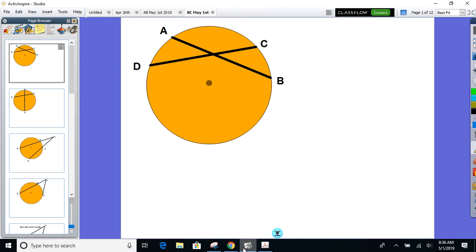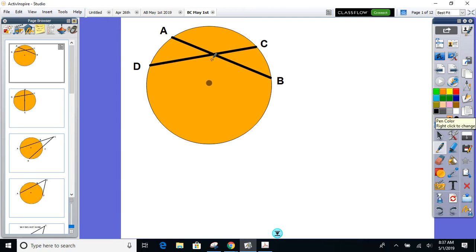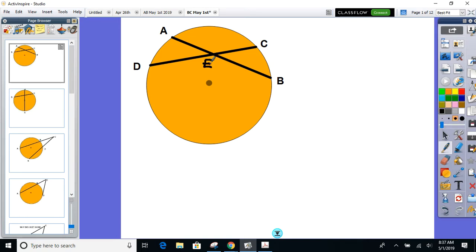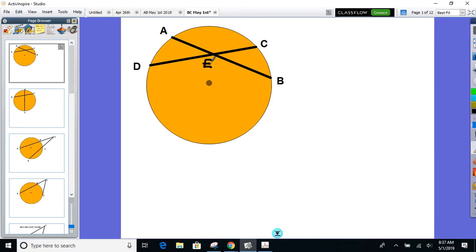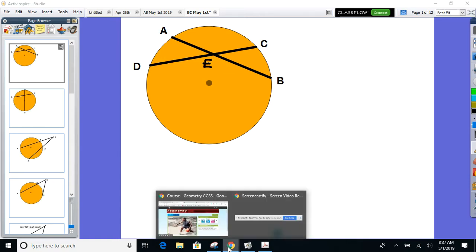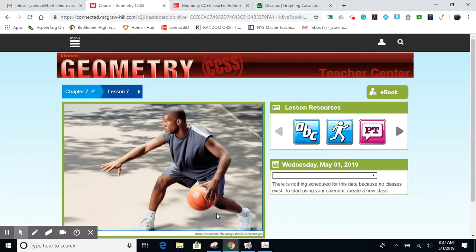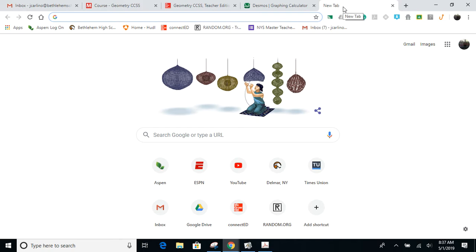All right, two chords are intersecting, and they intersect at E. Okay, two chords intersect, and I start putting lengths on here, all four of these pieces. Give me what's equal. Use the segment lengths for me.